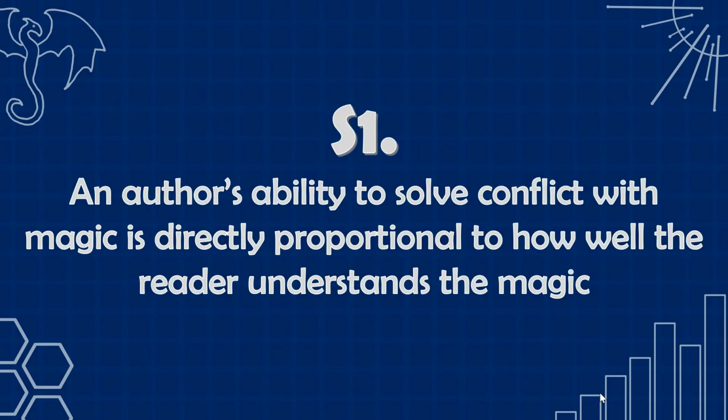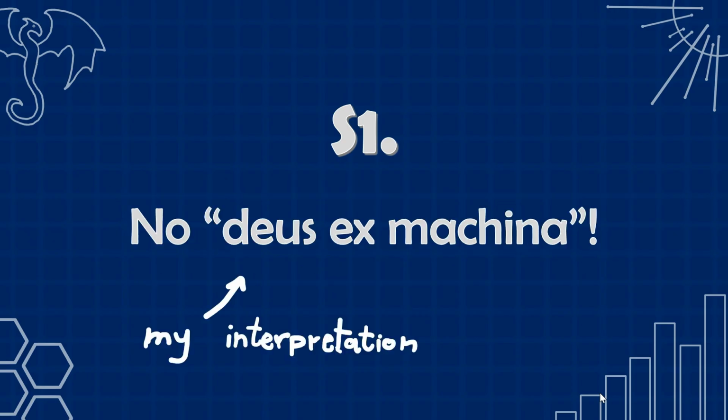Sanderson's first law states that an author's ability to solve conflict with magic is directly proportional to how well the reader understands the magic. I like to call it the no Deus Ex Machina rule. For those of you who don't know, the term Deus Ex Machina comes from the ancient Greek plays, where an actor representing a god comes from the sky with the help of a machine to solve our problems. In a fantasy context, this is when some major problem is resolved by an unknown magic and the readers feel cheated by this anticlimactic ending.